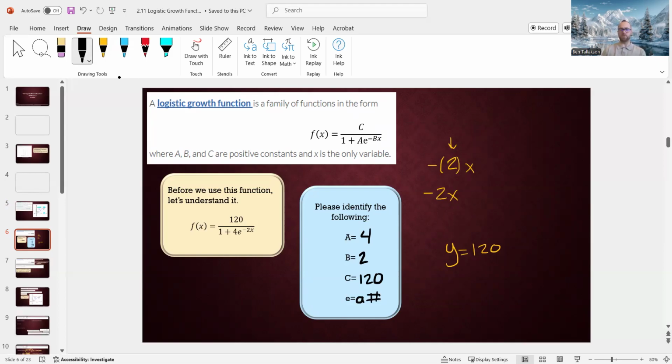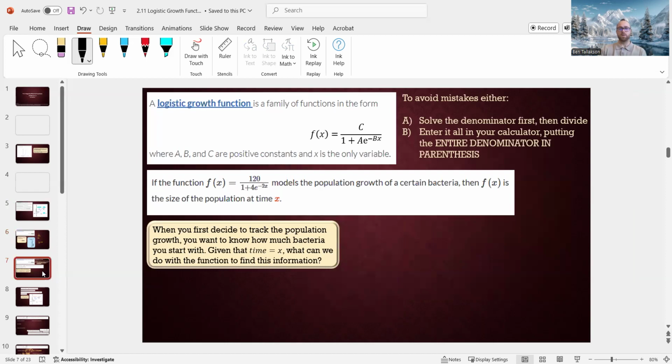Okay, you can use your calculator and find that out. We don't really care that much because we can use our calculator to help us, but you're not always going to need it. And you'll see what I mean when we work this out. Same function, okay? And a little more about this function. It models the population growth of a certain bacteria.